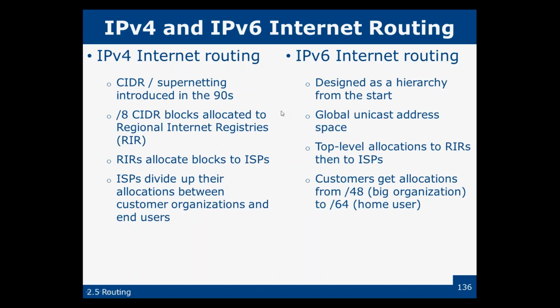IPv6 is designed as a hierarchy, the global unicast address space at least, and it has top level allocations. The customers get allocations from the /48 for the big organization to the /64 for the home user. When we get into IPv6, you're going to get a lot more addresses, and I think that's one of the things that the ISPs haven't figured out how to do yet. But you'll get more addresses, and you'll be able to do your own subnetting, and they will be public addresses.